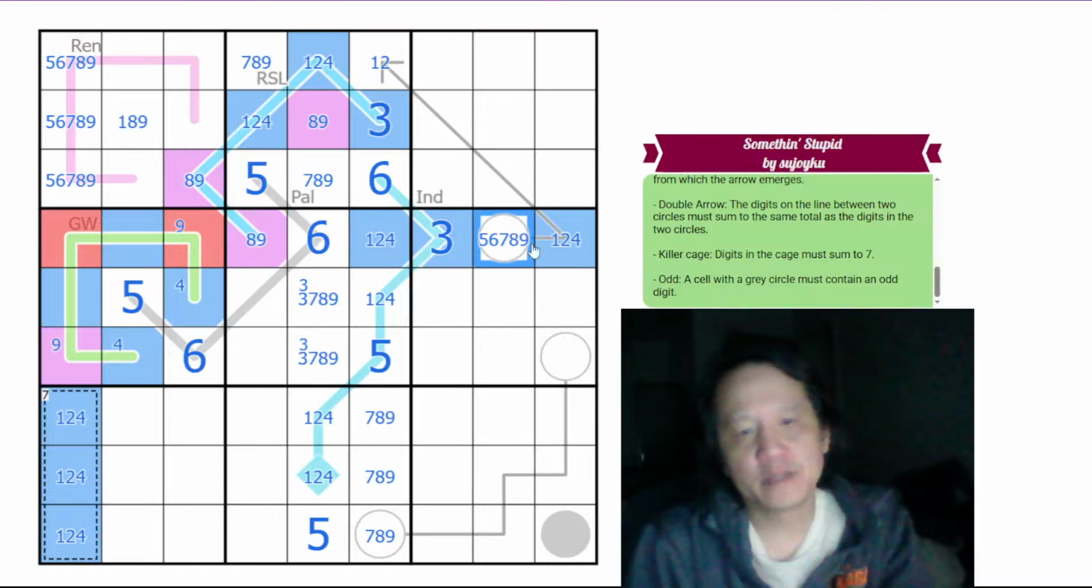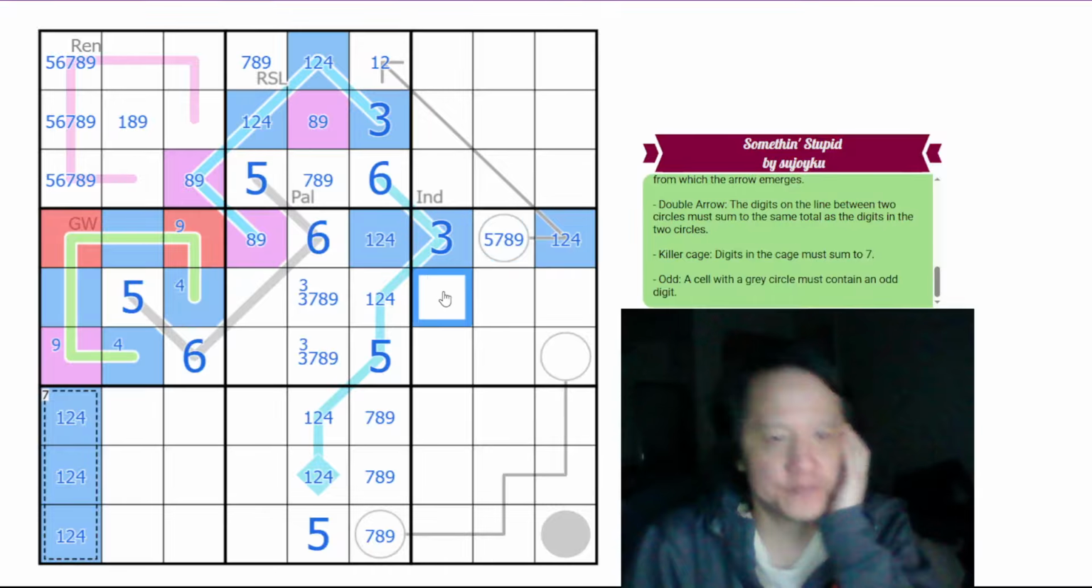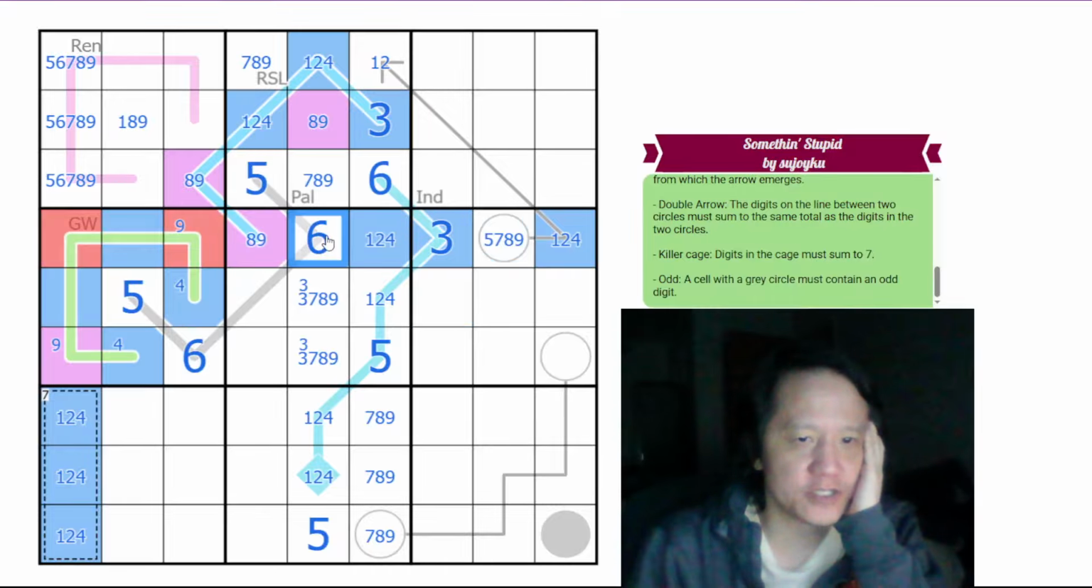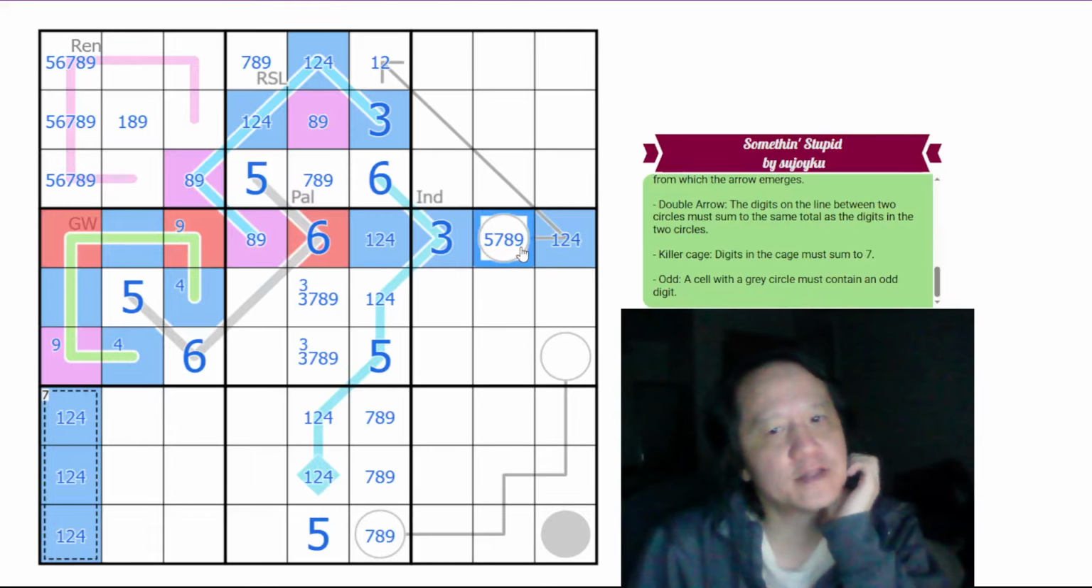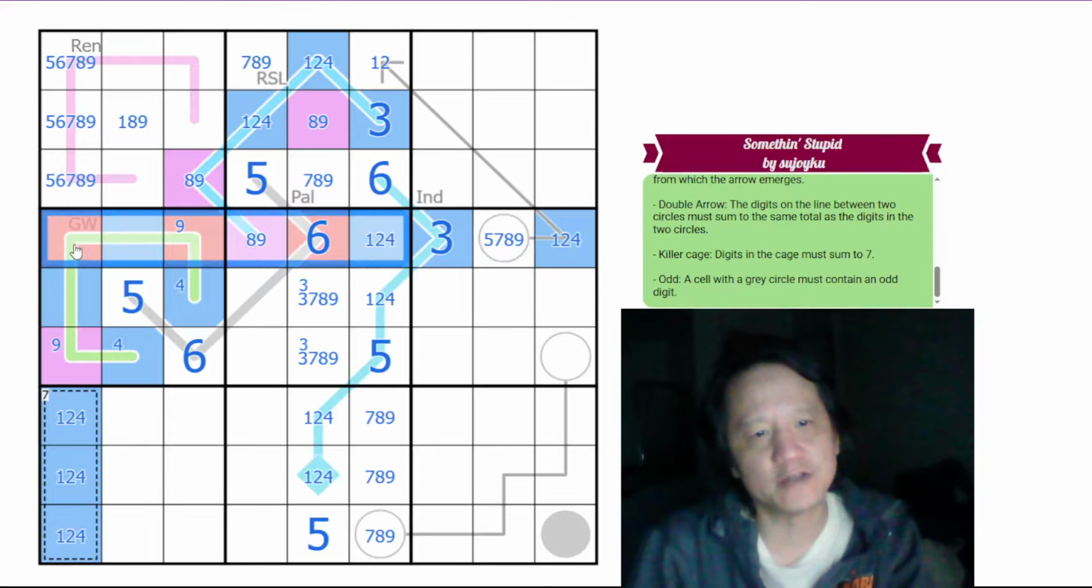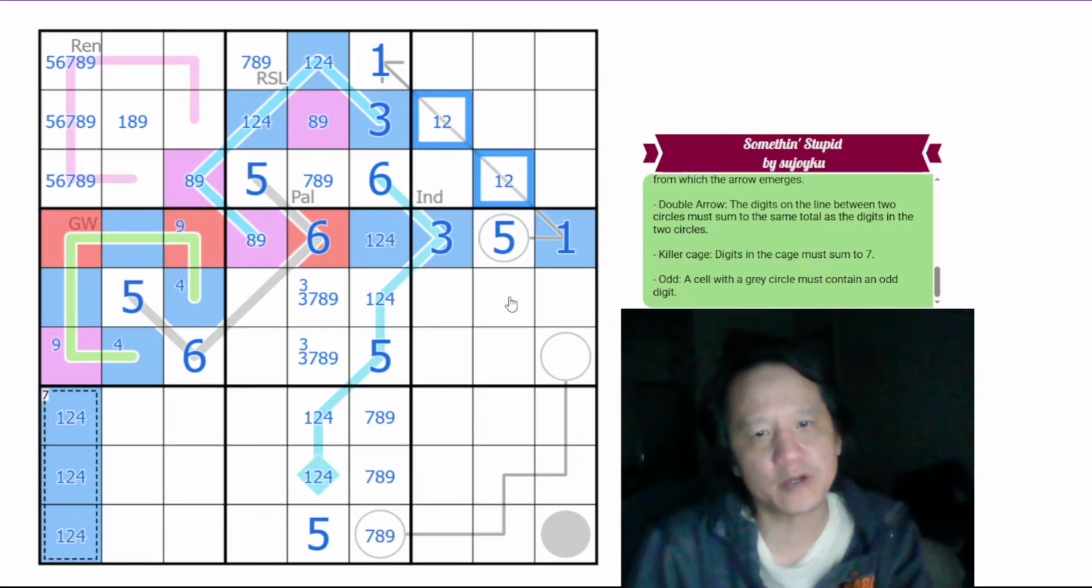This 6 eliminates 6 here. Oh, these are all high digits. So that forces this. Since these are all high, this cannot be a high digit. We have 4 highs in that row, so this must be 5. So this is 5, which forces this to be 1, 1, and this is a 1, 2 pair.